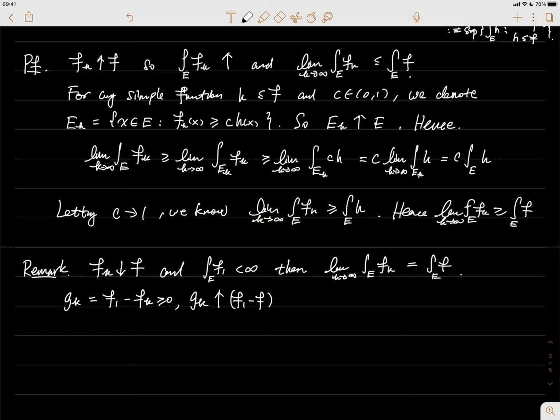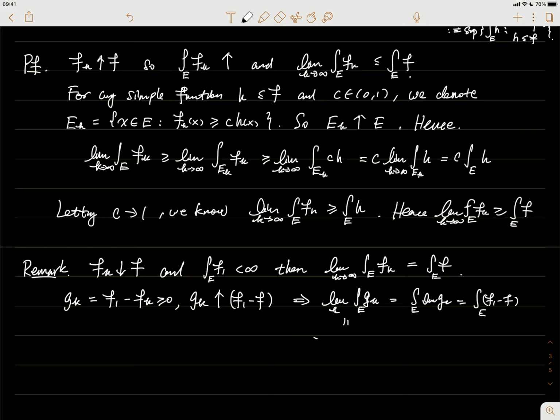So according to the previous theorem, we can show that the limit of the integral of gk is equal to the integral of the limit, which is the limit of the gk, which is f1 minus f. So it's just the integral of f1 minus f.